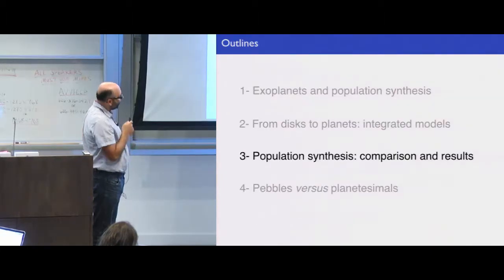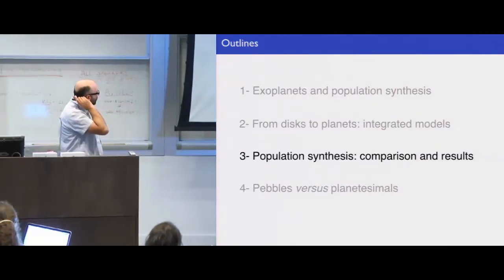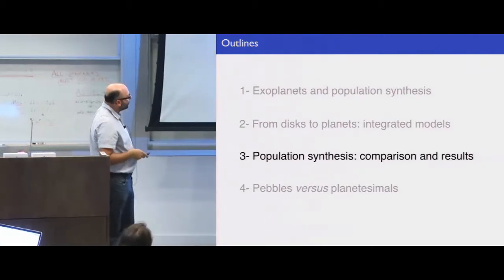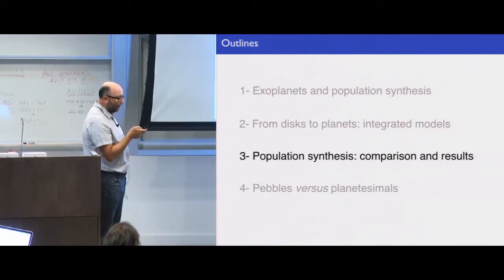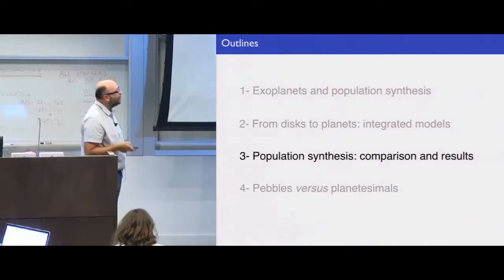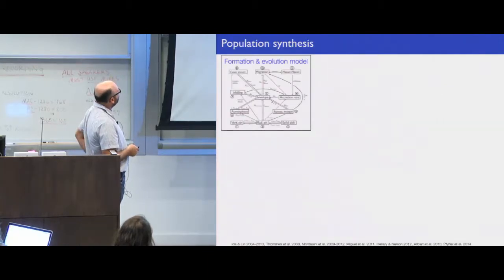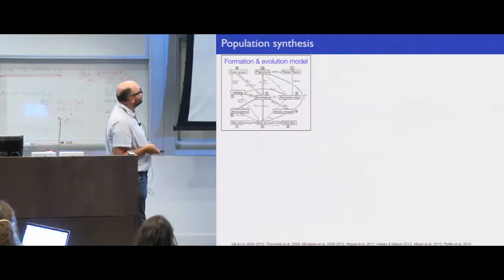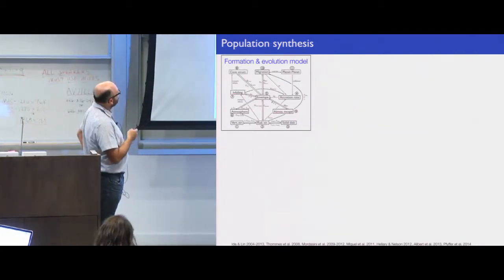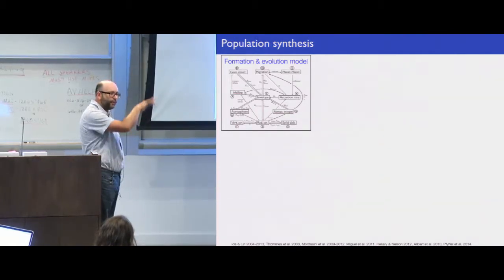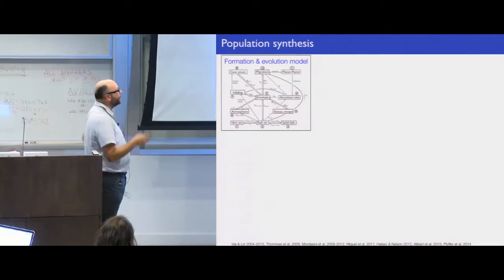So now we can go finally to population synthesis. As I've shown before, for population synthesis you need two ingredients. You need a model to form a planetary system, and then you change the initial conditions, and you try to see what is the population of planets you obtain with this model. So again, you need a formation and evolution model. It could be, in principle, any model that forms a planetary system. The only thing is that you need a model that is able to track the system from the stage of a disk up to the stage of a planetary system.